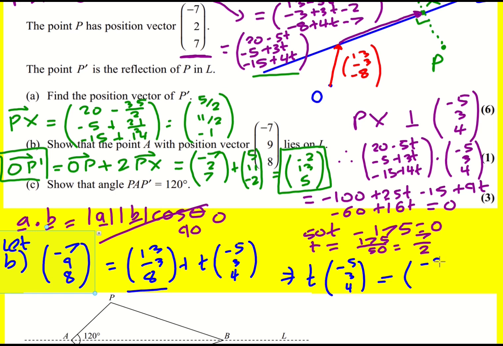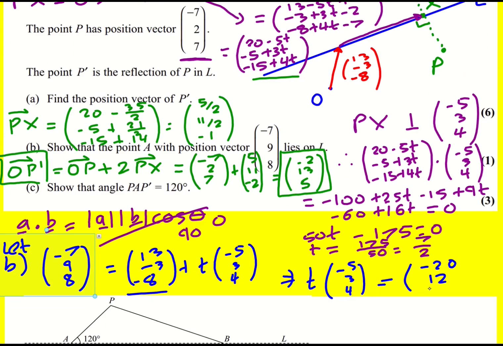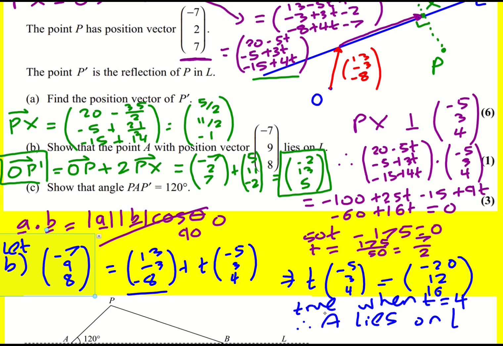So I get minus 20 on the left-hand side, then 12, and then, sorry, I think I might have made a mistake, that should have been minus 8. I knew that had to be a mistake. 16. And this will be true when t equals 4. So therefore, A lies on L. Nice.